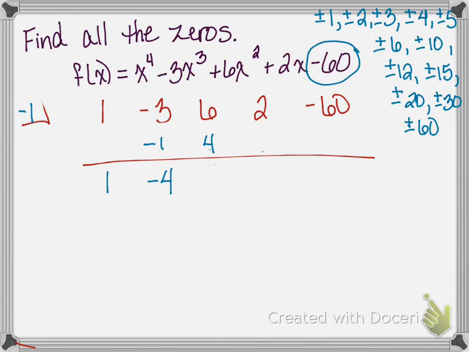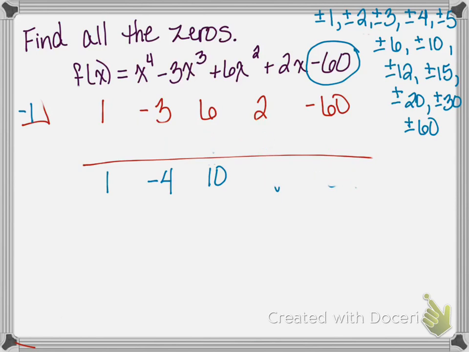6 plus 4 is 10. Negative 1 times 10 is negative 10. 2 plus negative 10 is negative 8. Negative 1 times negative 8 is positive 8. Does it work? No, because I have a remainder. So that doesn't work either.